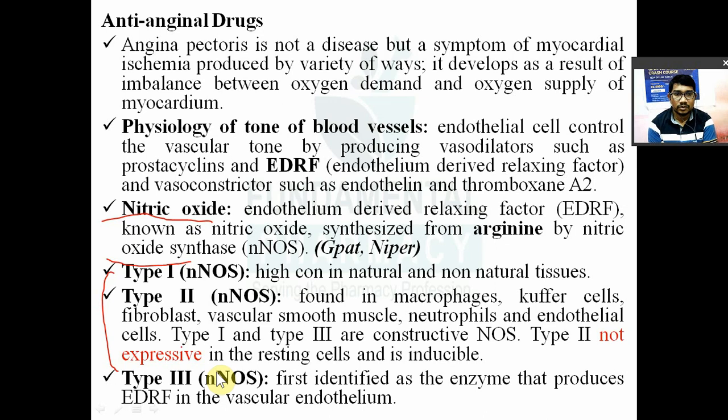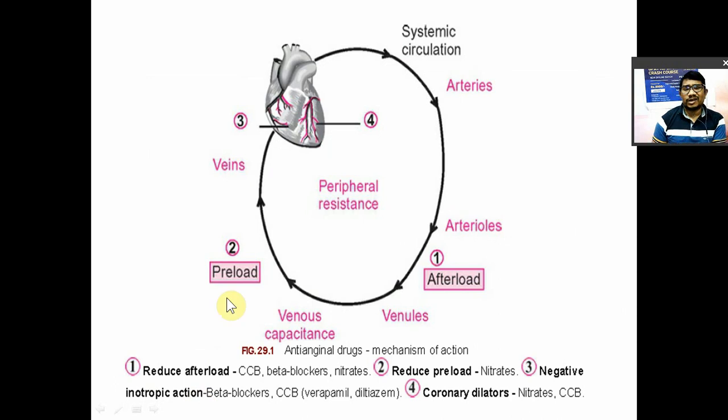So remember, there are three types of nitric oxide synthase. इसके ऊपर क्वेश्चन आ चुका है जैसे बोला है. What are the categories of drugs which are used in angina pectoris? So what happens in angina pectoris? What are the treatment strategies?